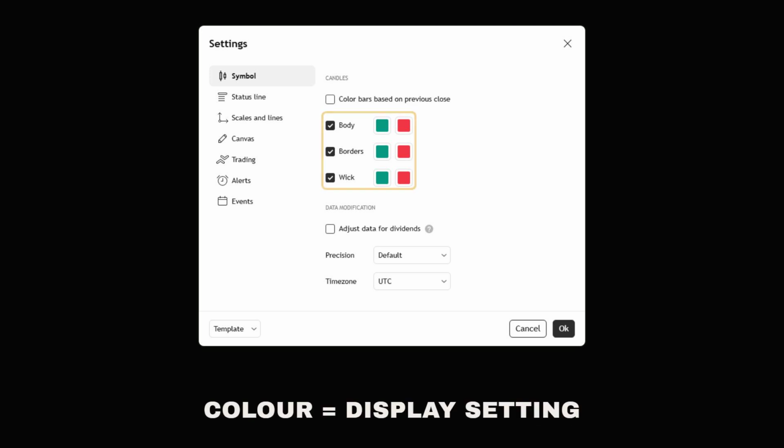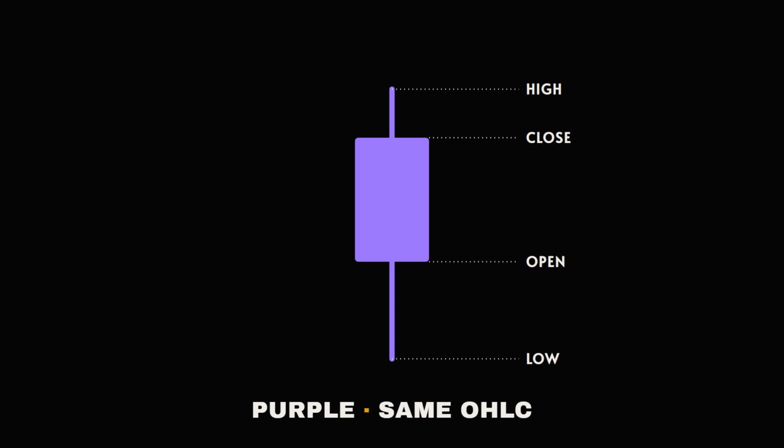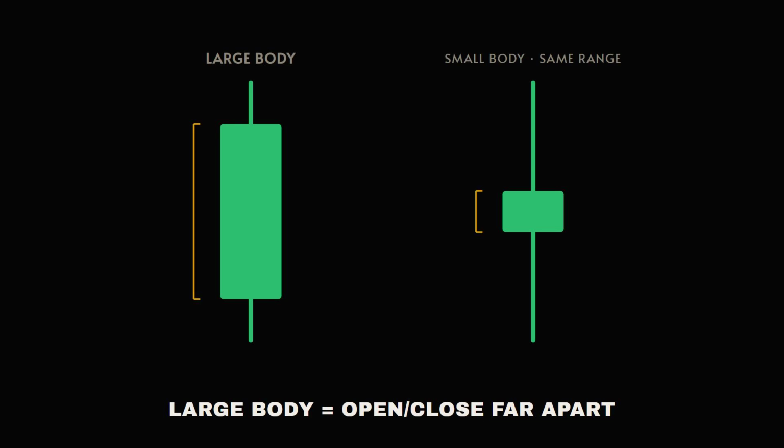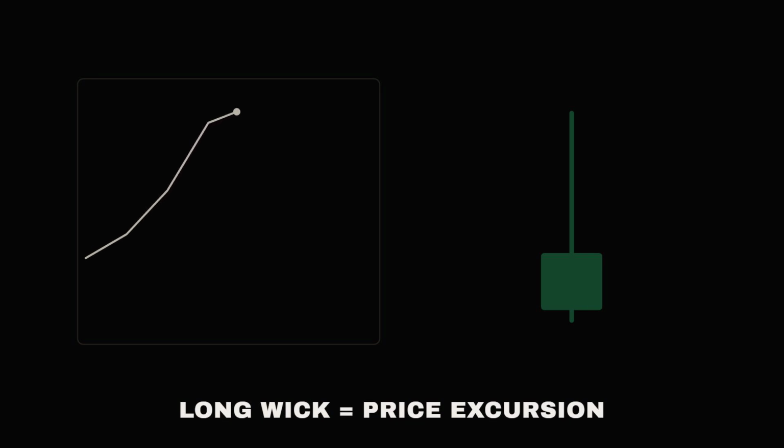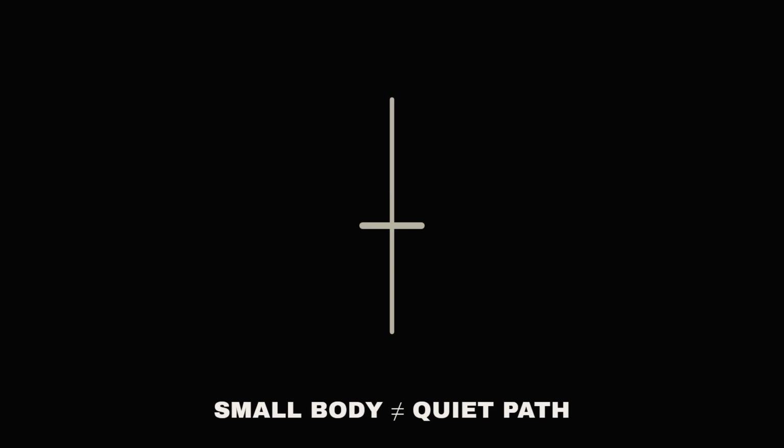The colors are also just platform settings. Green and red are conventions, not physics. Make the candle purple, the open and close remain aggressively indifferent. What does matter? A large body means open and close finished far apart relative to that candle's range. A long wick means price reached farther than it closed back inside the range. It shows excursion, not motive. Tiny body means open and close were close, not that nothing happened between them.